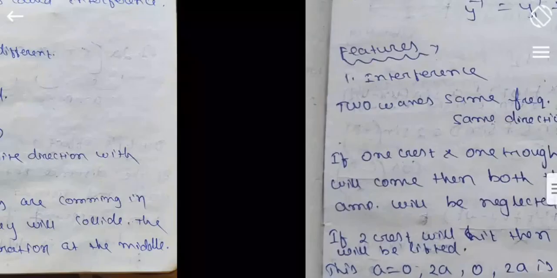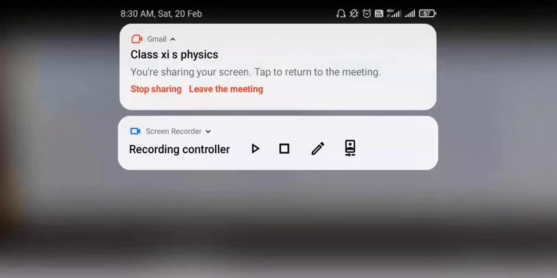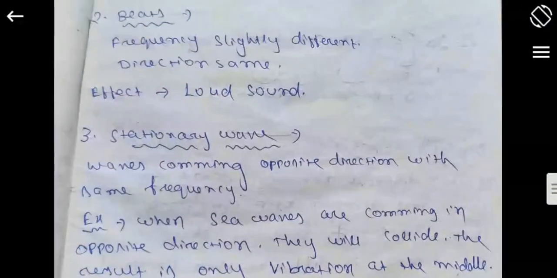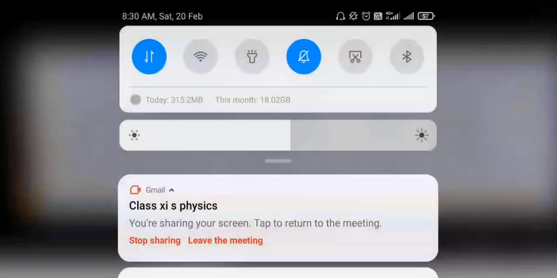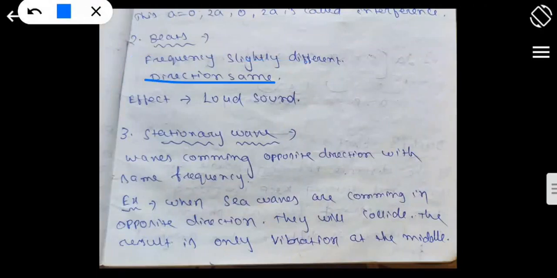Okay, so now let's move on. What are beats? Beats are when the frequency is somewhat different, but the direction is the same. This is known as beats. Frequency slightly different, but direction the same.